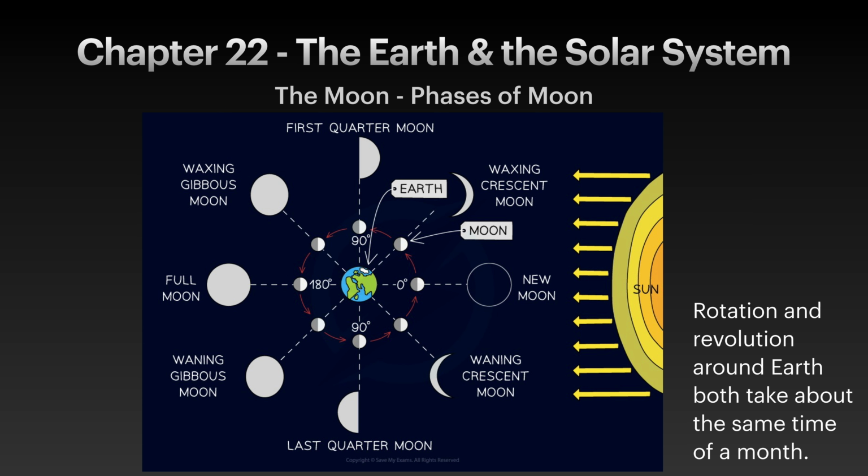Starting from the new Moon, where no lit portion is visible, the cycle continues to waxing crescent, first quarter, waxing gibbous, full moon, waning gibbous, last quarter, and waning crescent, before returning back to the new Moon. This entire cycle takes about 29.5 days, or roughly we can say a month.